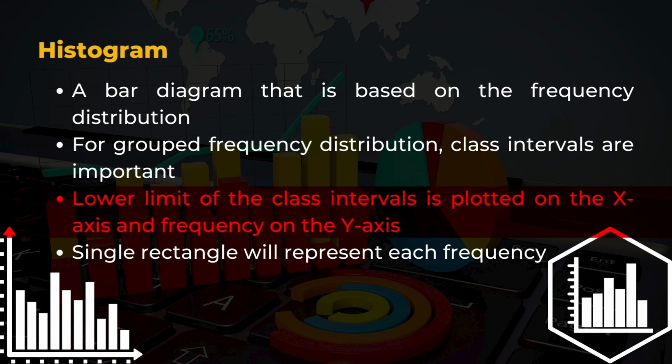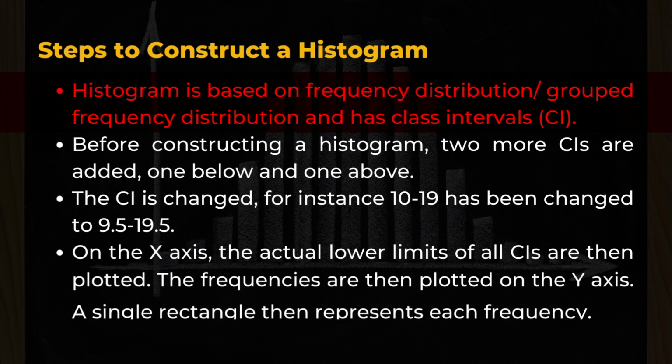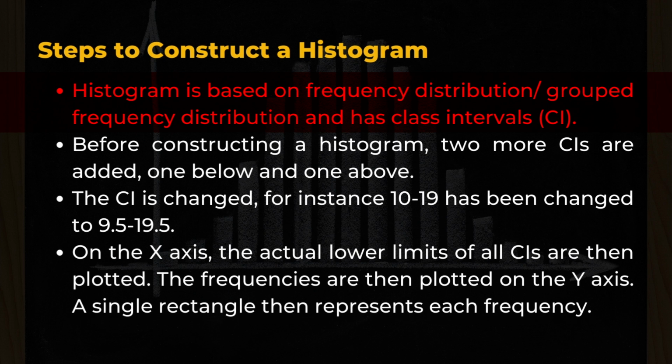But here it becomes a little complex, because here we are taking into account the frequency distribution, right? We will have to categorize it into class intervals, and take into account the lower limit also. See how it goes. Now the actual lower limit of the class interval is considered, and on the y-axis we have the frequency. So histogram is based on the frequency distribution or group frequency distribution and has class intervals primarily. This becomes a little more complex than the bar graph we did earlier.